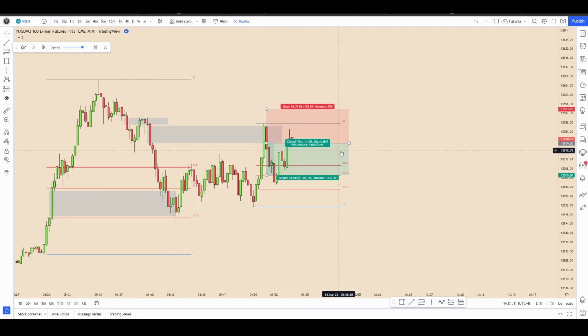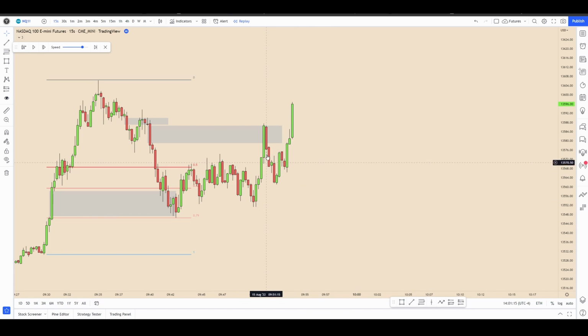Now, if you also look here, what did we also have when we got this move up? Aggressive move with displacement, breaking structure. Look for your OTE entry. You could also look long there and then target this side of the move here, right? Up into here or into the highs. So that's just a quick example of how I use the 15-second chart to scalp.